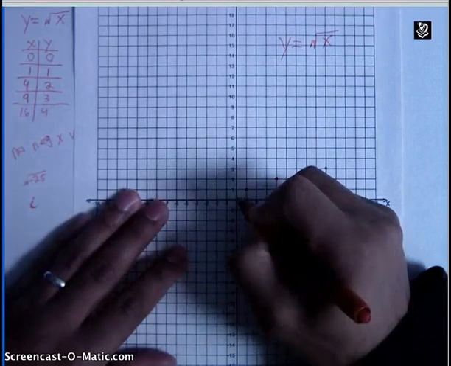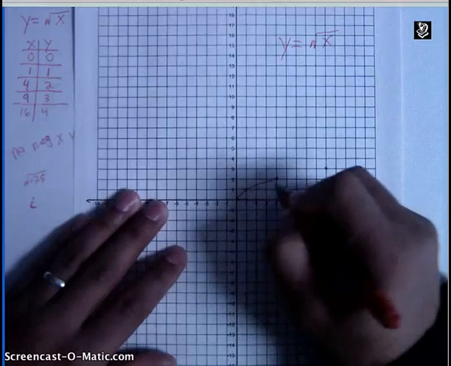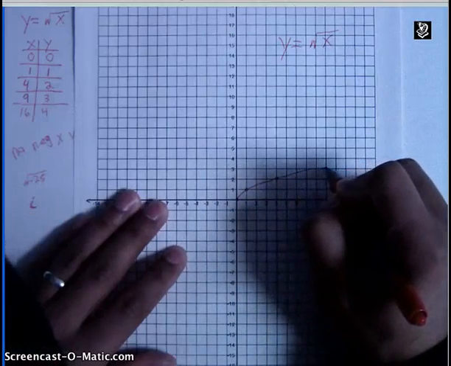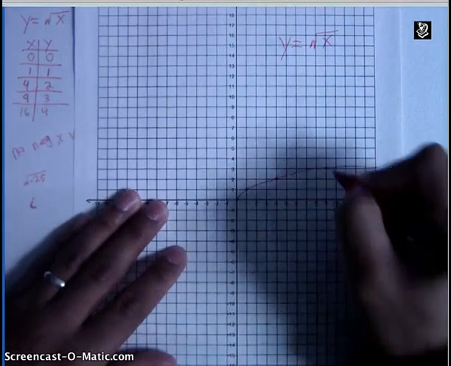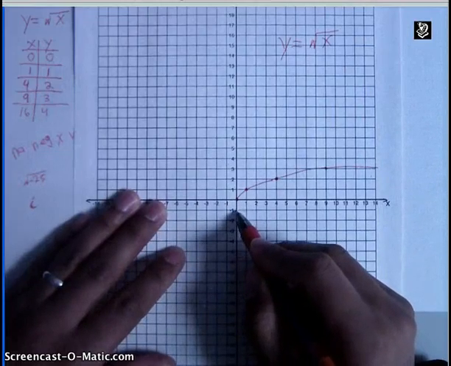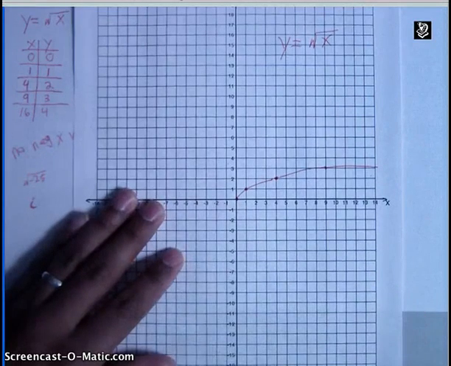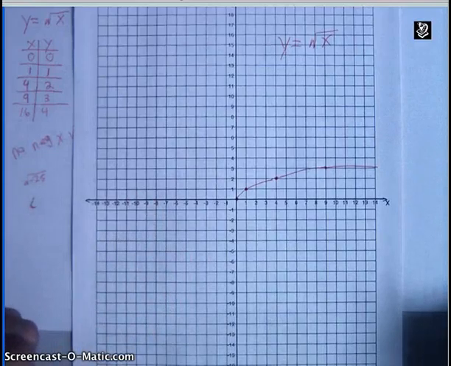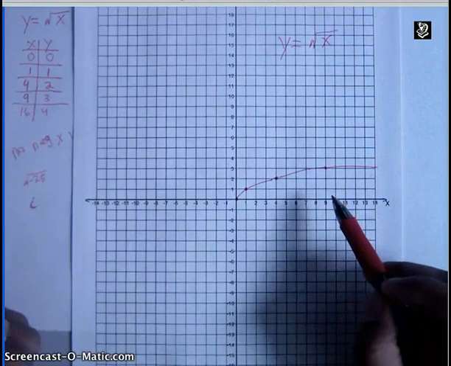So now my parent function looks like this. It doesn't go below 0. It just stays there. That's my parent function for y equals square root of x. So everything we do for this benchmark is going to be centered around this.